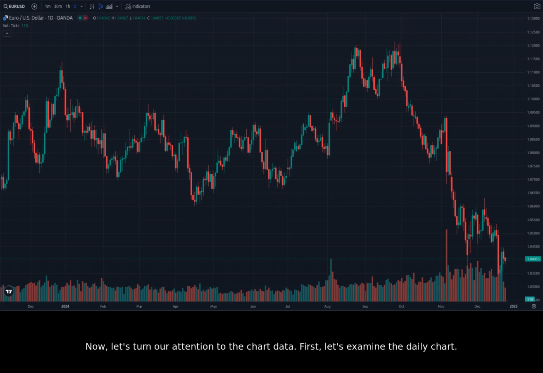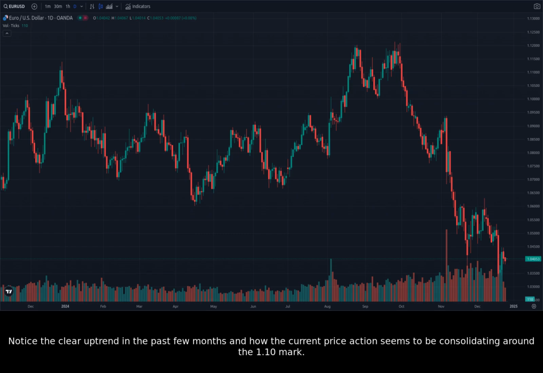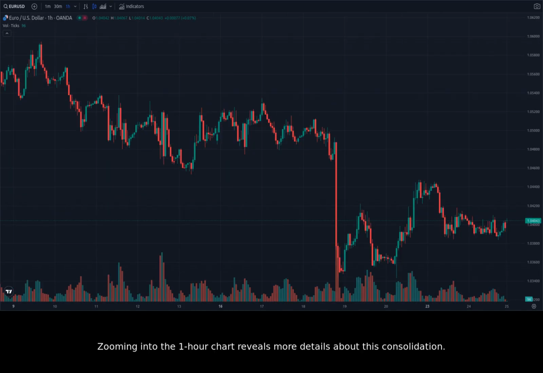Now, let's turn our attention to the chart data. First, let's examine the daily chart. We can see several price swings and patterns that provide valuable insights into the pair's price behavior. Notice the clear uptrend in the past few months and how the current price action seems to be consolidating around the 1.10 mark. Zooming into the 1-hour chart reveals more details about this consolidation.